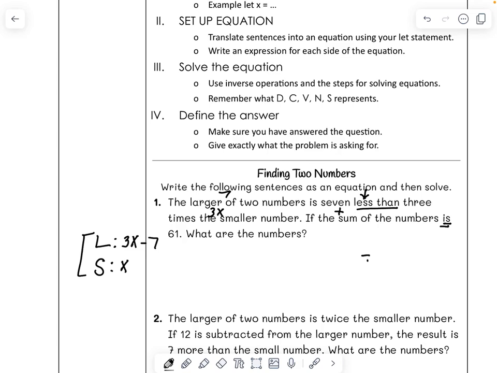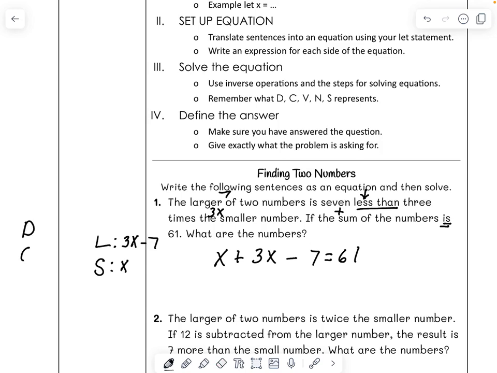Okay. And then I know that the sum of my two numbers is going to equal 61. And I know I'm going to have x plus 3x minus 7. So now I'm saying that my smaller number plus my larger number is going to equal 61. So wonderful. So now solve it.